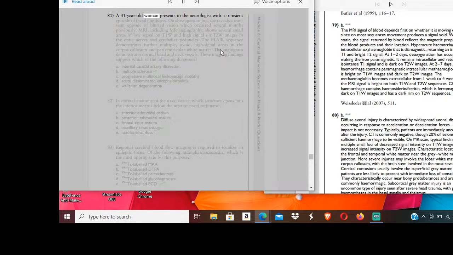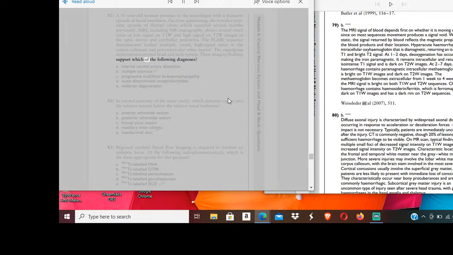A 31-year-old woman presents to the neurologist with a transient episode of facial numbness. On close questioning, she reveals a transient episode of blurred vision which occurred several months previously. MRI, including MR angiography, shows several small areas of low signal on T1W and high signal on T2W images in the optic nerves and cerebellar peduncles. The FLAIR sequence demonstrates further multiple, ovoid, high signal areas in the corpus callosum and periventricular white matter. The angiogram demonstrates normal head and neck vessels.